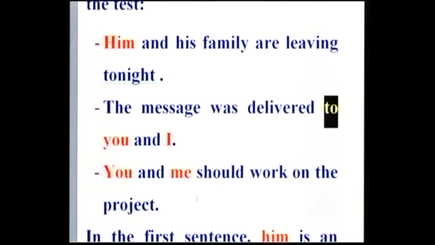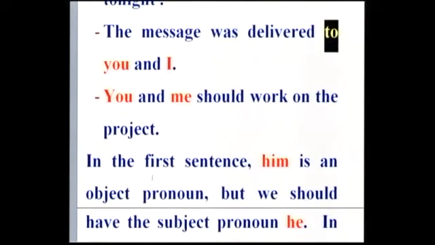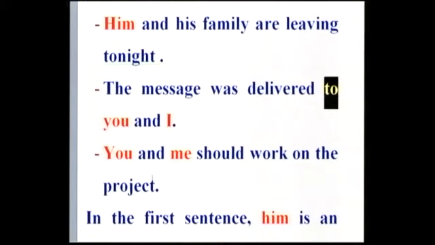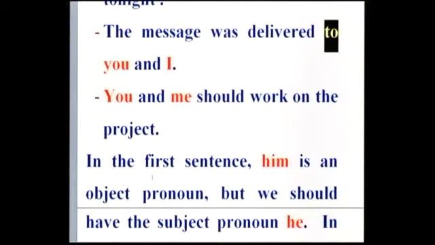You and me, ودي غلطة كمان كتير قوي نقولها. You and me should work on the project. You is subject. Me معطوف عليها with and يبقى لازم برضو تبقى subject زيها. لازم تبقى ايه؟ You and I. Now, in the first sentence, him is an object pronoun اللي شرحناه. But we should have the subject pronoun he.